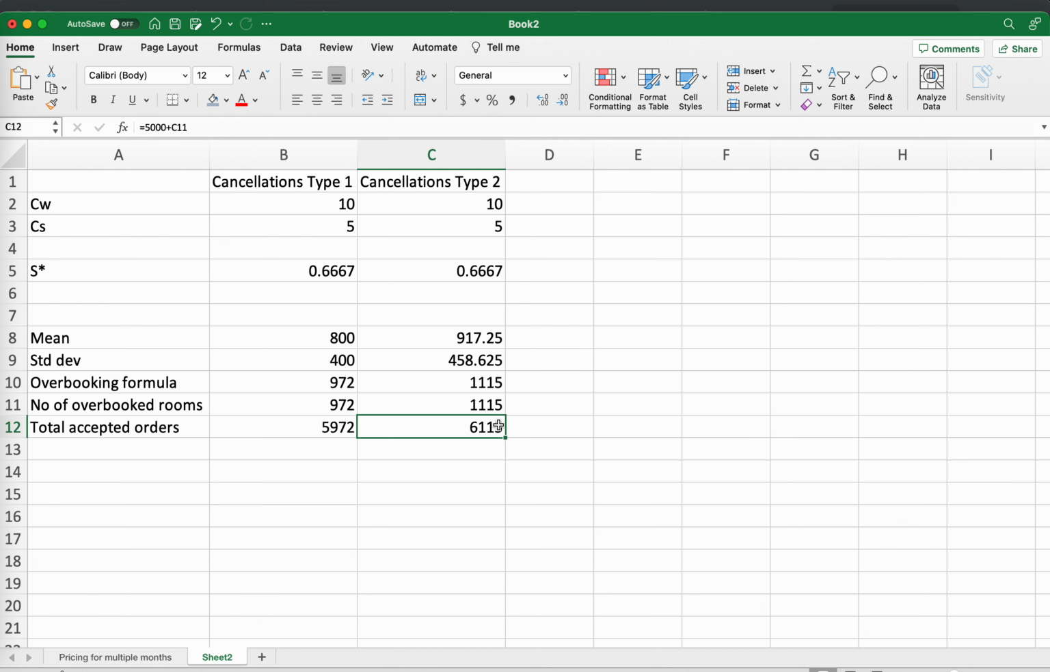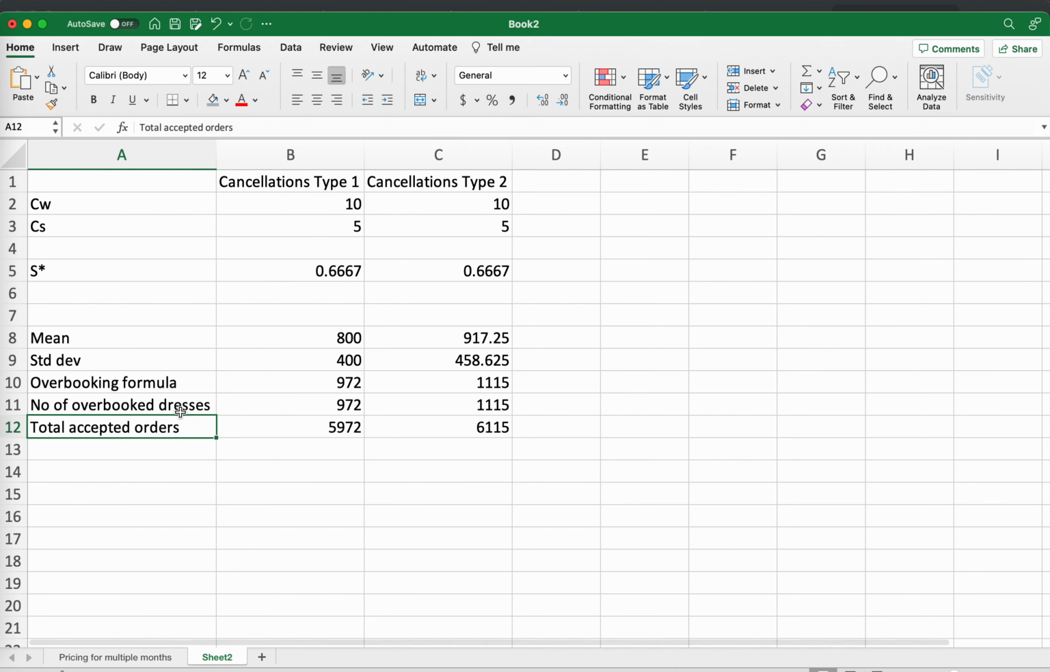These two numbers match, and so the mean and standard deviation and everything matches. So essentially you have to keep changing this number till both of these numbers match. Our number of overbooked dresses, I keep saying rooms because I have rooms here. Number of overbooked dresses, I'm so sorry about that. Maybe I'll just say orders, that'll make it easier. The number of overbooked orders is 1,115, and the total number of orders that they should accept is 6,115. Right? And that's the idea here.